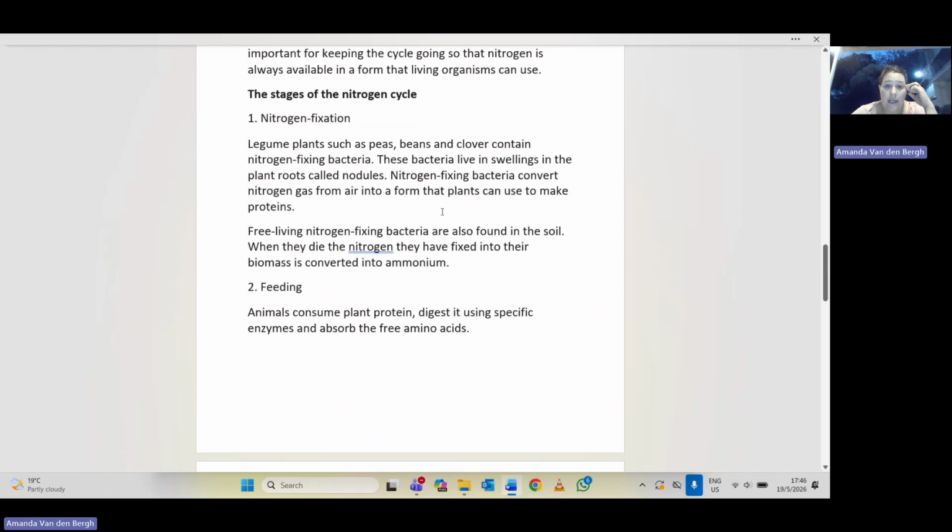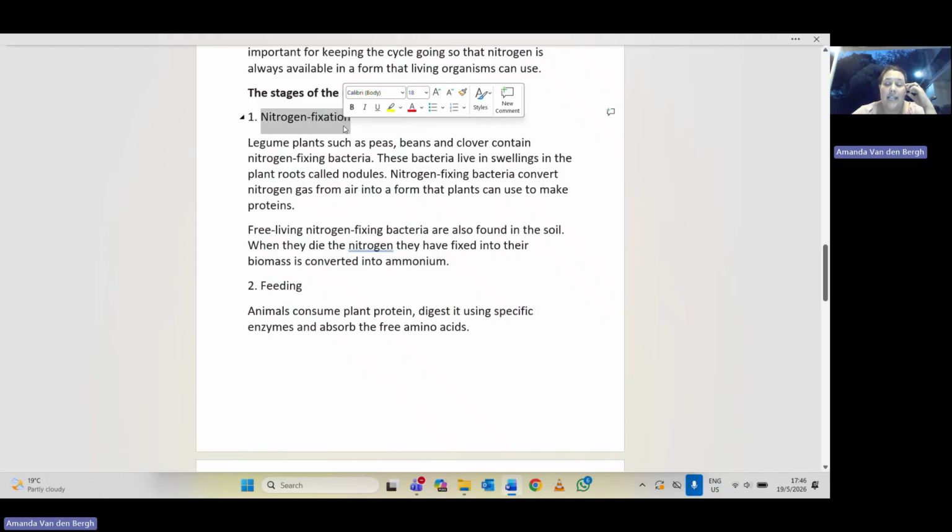The stages of the nitrogen cycle: this first one is called nitrogen fixation, right? And again, all this is taking the nitrogen from the air that can't be used and converting it into a form that can be used, right? Things like peas and beans contain bacteria that do this process. So they take the nitrogen from the air and convert it into a nitrate, something that the plant can then use. Okay, and they literally just live in the soil, and the bacteria do this just naturally.